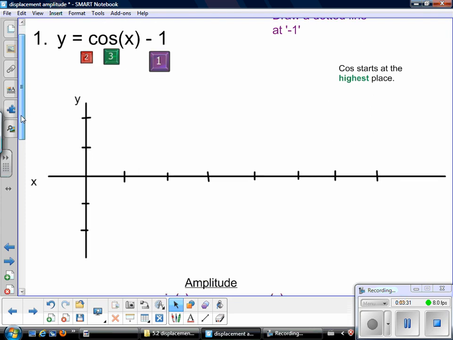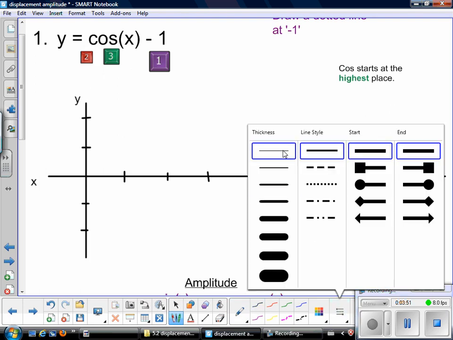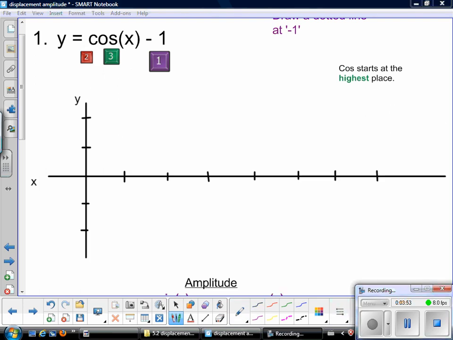Usually when I graph these, I don't even use graph paper. I just use my line paper, because my lines then become important for the y, and then I just put some ticks. So the first thing I'm going to do is add some information to my axes. I have x and y already labeled, but I do not have any numbers there.